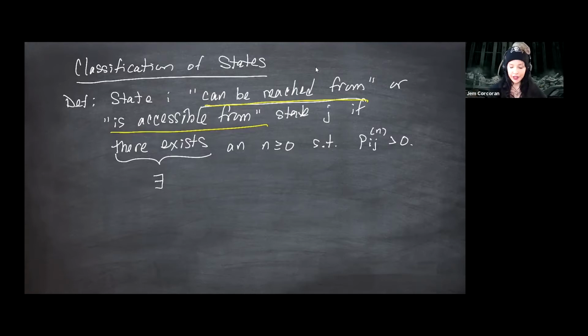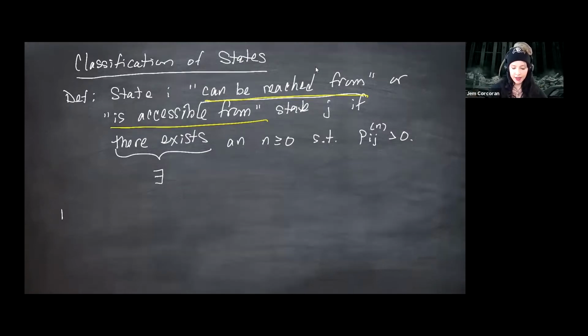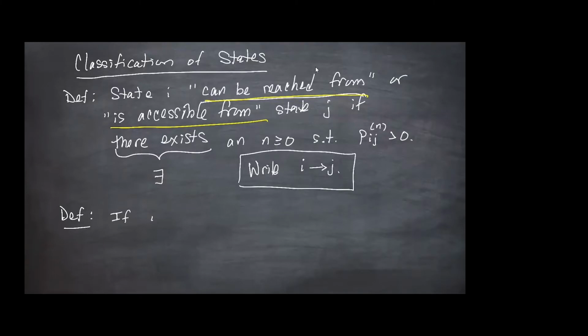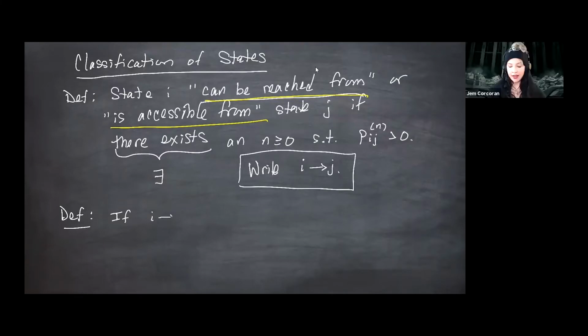Next up, I have another definition for you, and it's just saying that if state i can be reached from state j and state j can be reached from state i, we say that the states communicate. Oh, and by the way, let me finish the previous definition. We're going to write i arrow j. And by doing that, it makes it a lot easier for me to write the second definition. So if we can go from i to j and we can go from j to i, then we say that they communicate.